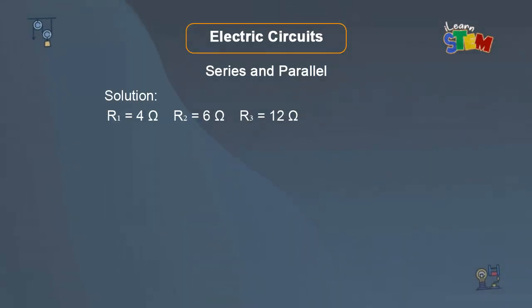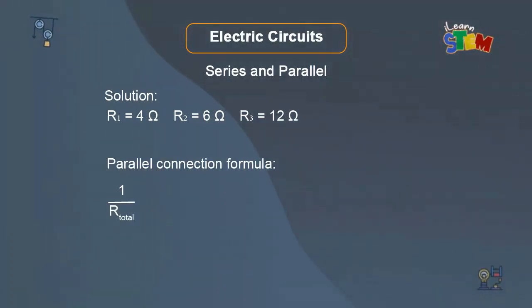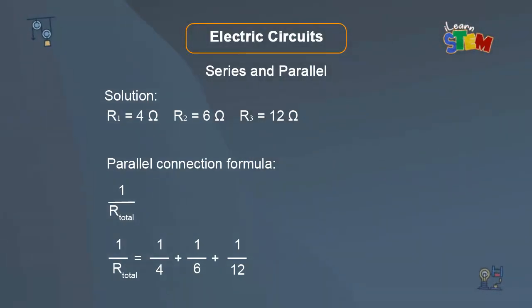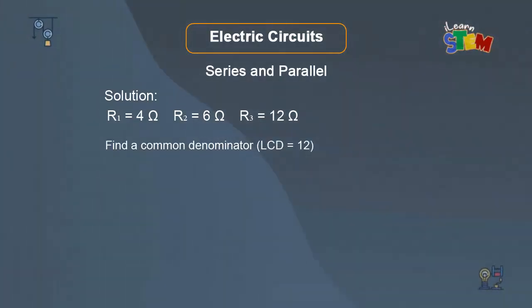Now, let's find the total resistance when the resistors are connected in parallel. We use the formula 1 over R total equals 1 over R1 plus 1 over R2 plus 1 over R3. Substituting the values gives us 1 over 4 plus 1 over 6 plus 1 over 12. We need to find a common denominator, the smallest number all three denominators can divide into. The least common denominator of 4, 6, and 12 is 12.